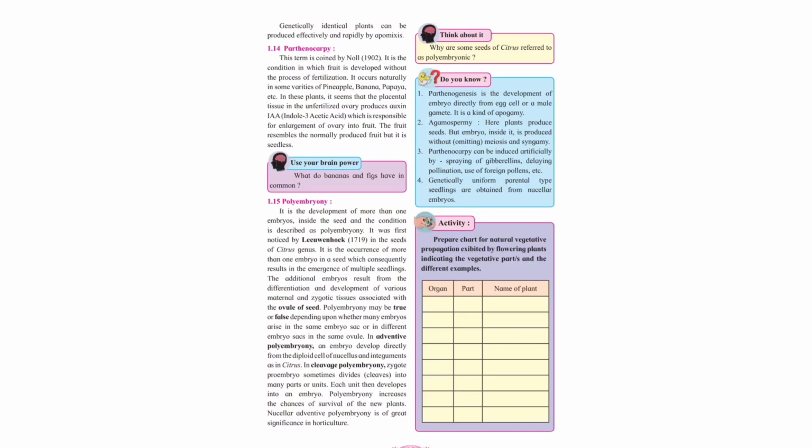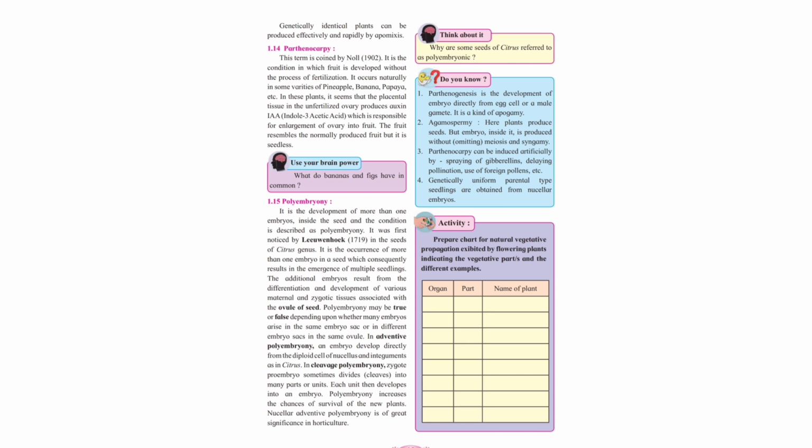Image 1. Parthenocarpy, polyembryony, apomixis. Parthenocarpy, 1.14. This section explains fruit development without fertilization, leading to seedless fruits, e.g. pineapple, banana, papaya. It mentions the role of hormones like IAA, indole-3-acetic acid.